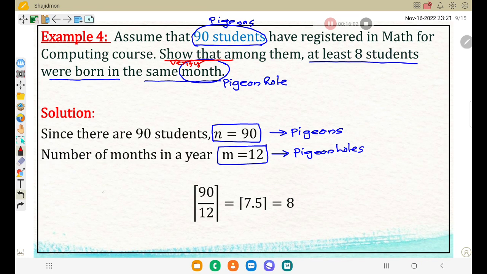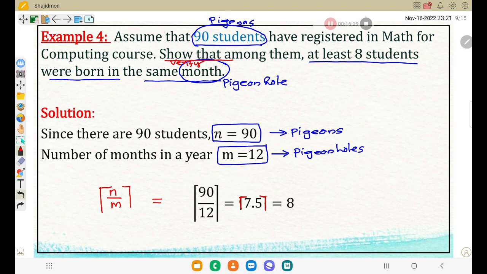So according to the extended pigeonhole principle, we can check by the ceiling function of n divided by m. That means the ceiling of 90 divided by 12. 90 is the pigeons and 12 is the pigeonholes. So the ceiling of 7.5. What is the ceiling function? The next number. 7.5 means 8.